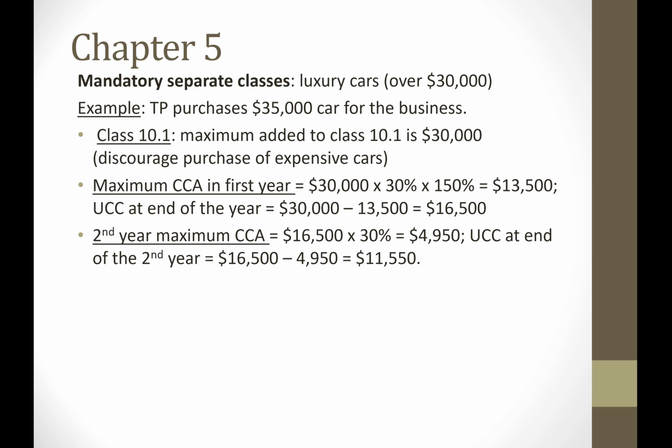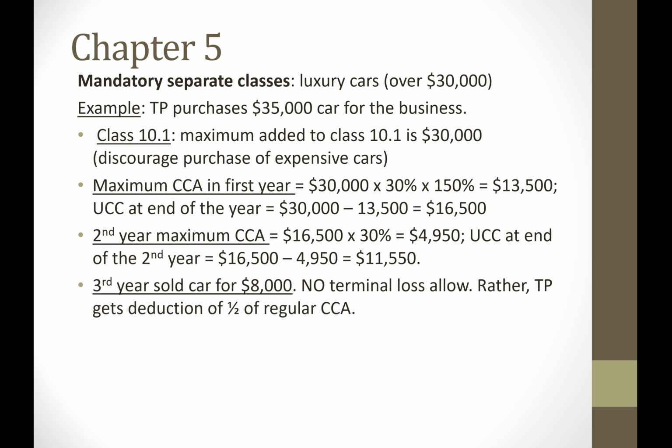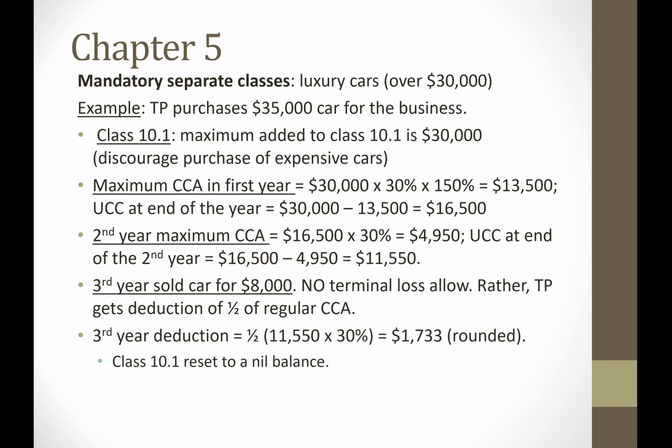Moving into year 3, the UCC is $11,550. Let's say in year 3, the car was sold for $8,000. There's a rule in Class 10.1 that says that you're not allowed a terminal loss. Rather, in the year that the car is sold, the taxpayer will get a deduction equal to 1/2 of the regular CCA. So what would be the regular CCA? $11,550 times 30% times 1/2 of that. In year 3, the taxpayer would get a deduction of $1,733, and that Class 10.1 would just reset to a nil balance.